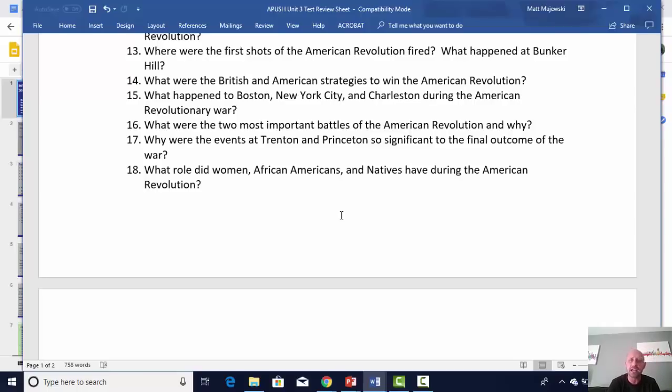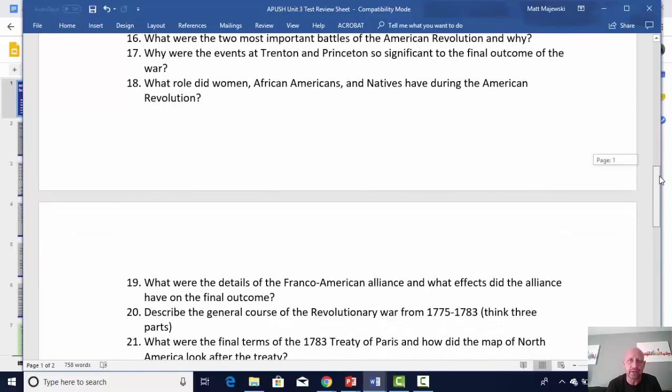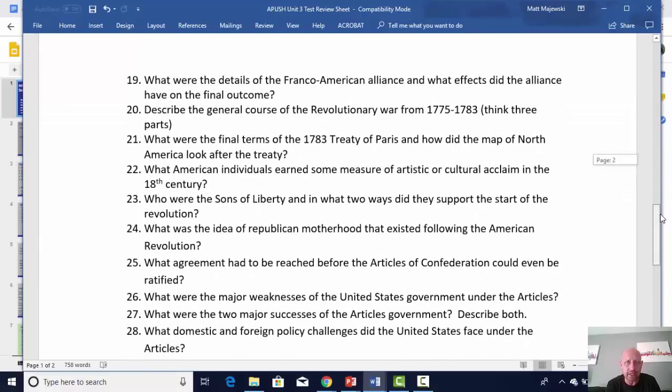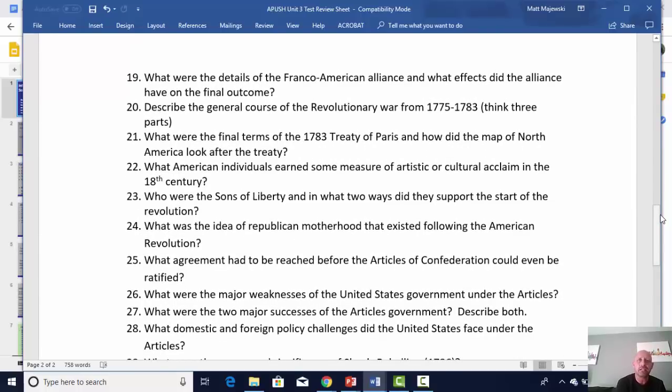African Americans, I should say, really, like African slaves and natives, they tended to fight with the British because in both instances, African slaves and natives viewed the Americans as their greatest problem. Britain promised freedom to African slaves and land back to natives if they helped them during the war. Obviously, those did not happen.